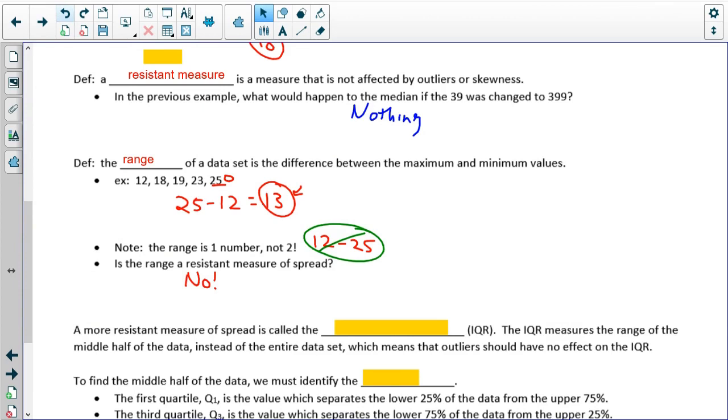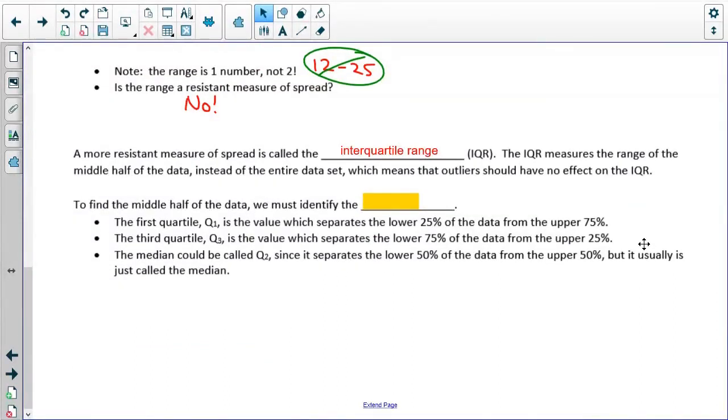A much more resistant measure of spread is called the interquartile range, or IQR. The interquartile range measures the range of the middle half of the data instead of the entire data set. So this means that we don't really care about outliers because those are on the far edges, either the left or the right, and therefore it's not going to be changing that much if we have some sort of outlier or anything. It's resistant to the effects of outliers and skewness.